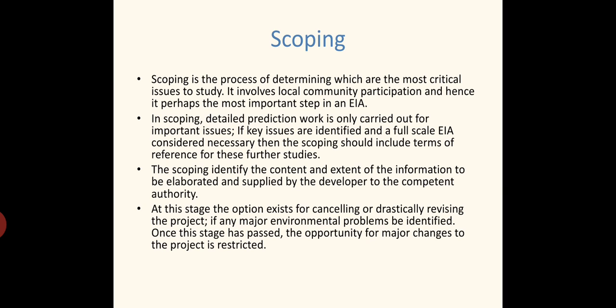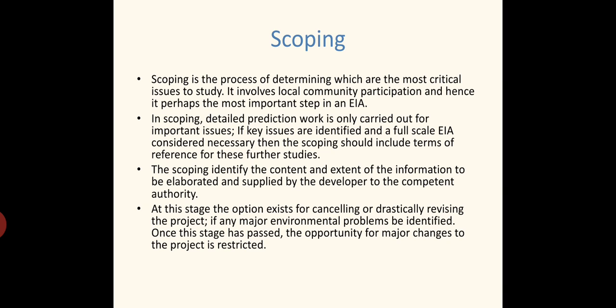Then they will have a discussion with the common people also about these issues and all. If anything is to be addressed, they will clearly address it, and they will consider even the concerns of the common people also. At this stage, the option exists for cancelling or drastically reversing the project. That's why it is called scoping. The name scoping comes from this.